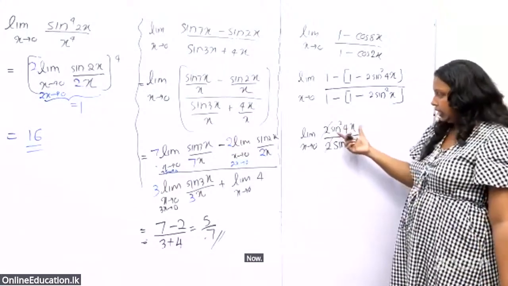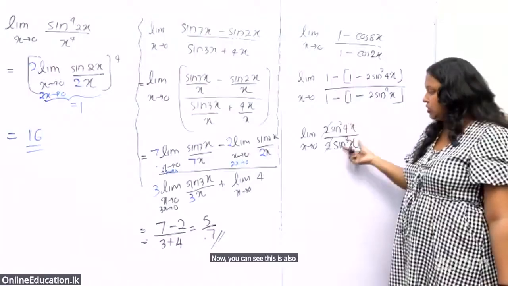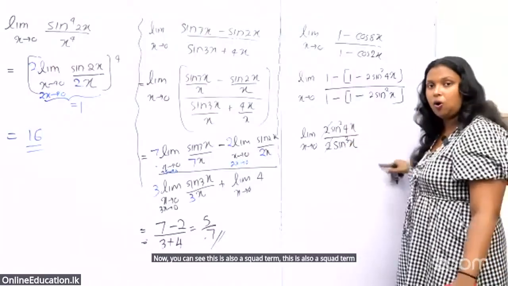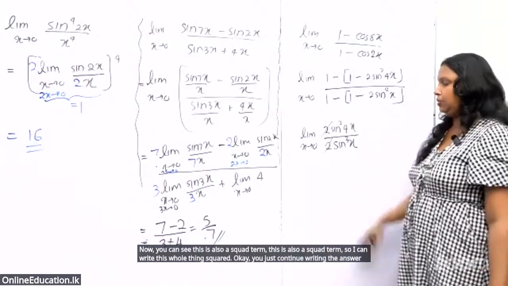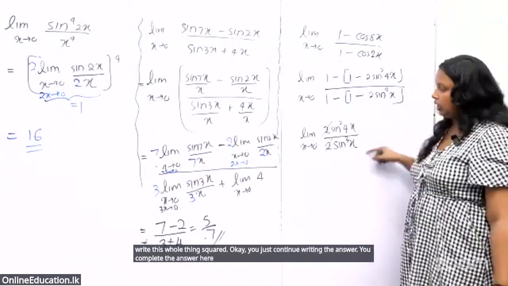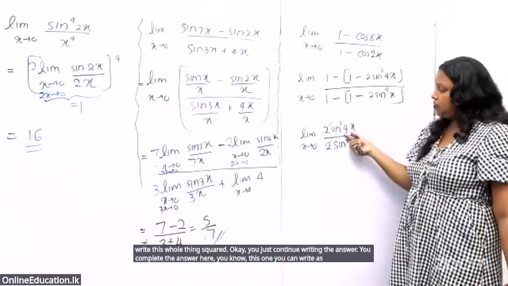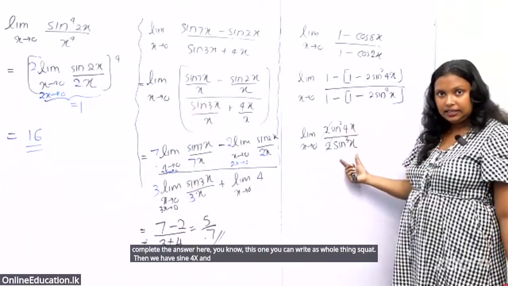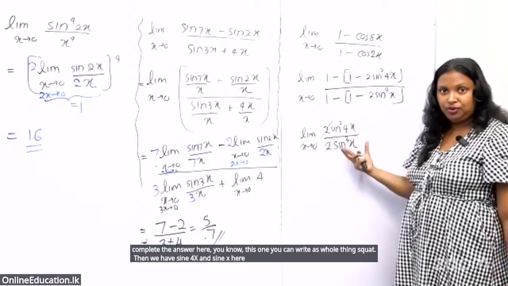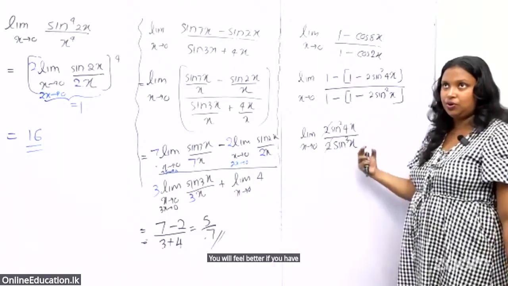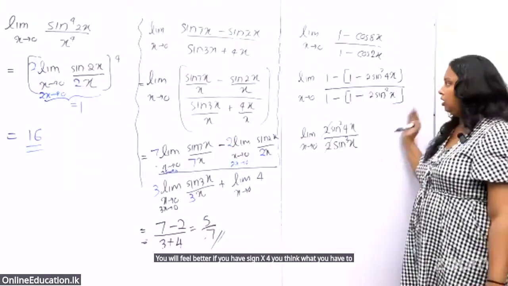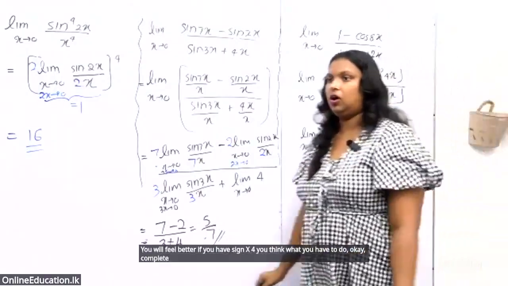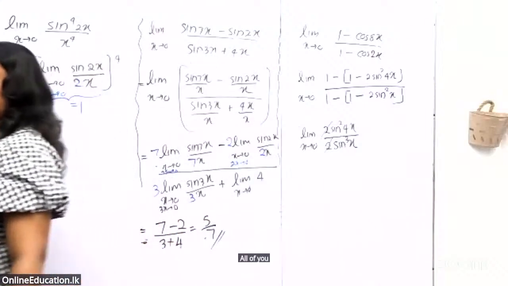Now you can see this is also a squared term, this is also a squared term, so I can write this whole thing squared. Okay, you just continue writing the answer. You complete the answer here. Then we have sine 4x and sine x here. You will feel better if you have sine 4x over 4x and sine x over x. So think what you have to do. Okay, complete this. All of you complete it.